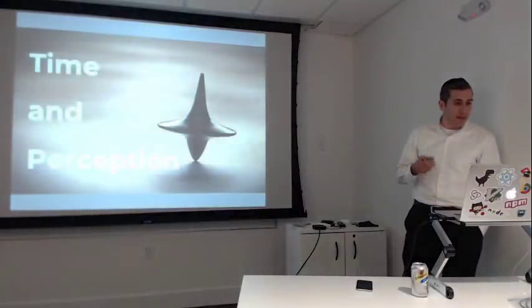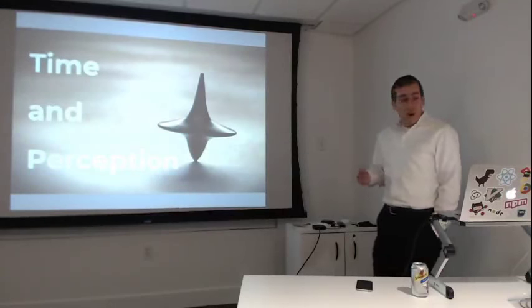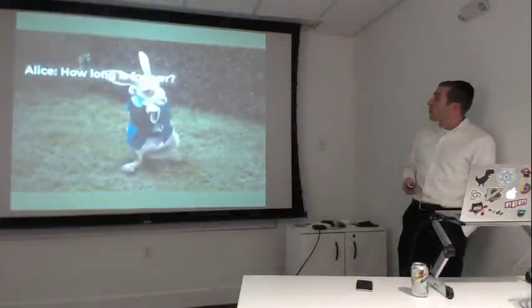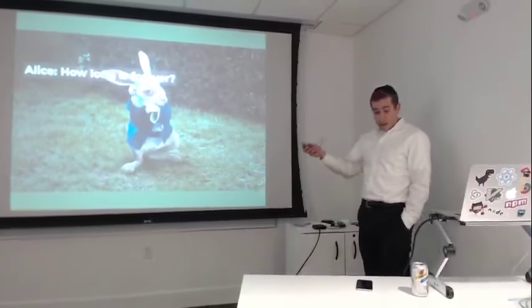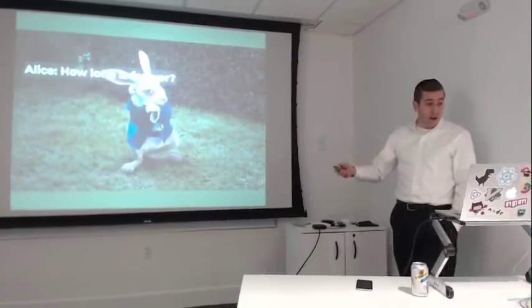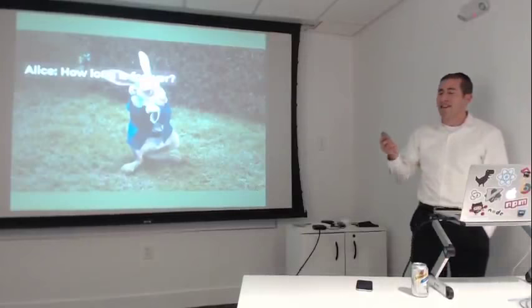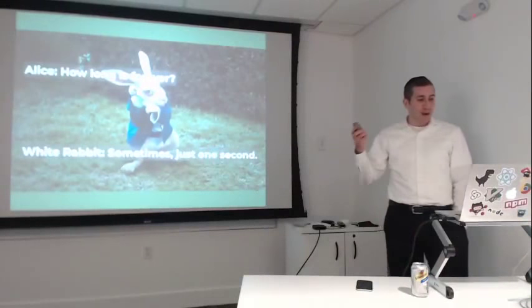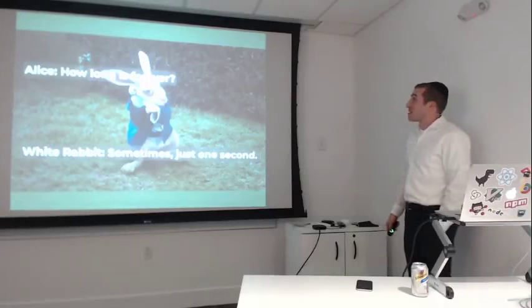So we're going to start talking about time and perception, the way humans perceive time as opposed to how long time actually is. We're going to go all the way back to Alice in Wonderland, where Alice asked the white rabbit, "How long is forever?" And the white rabbit said, "Sometimes just 1 second."